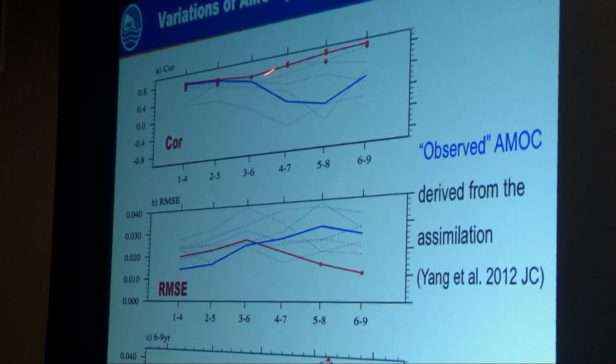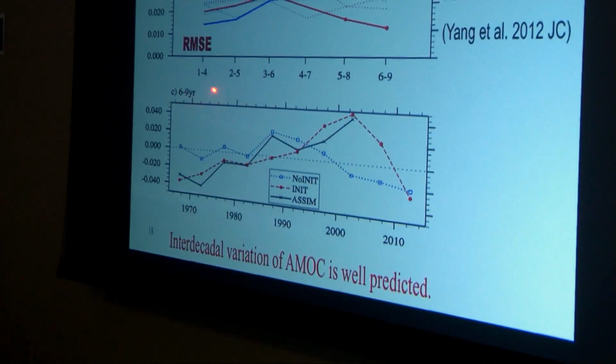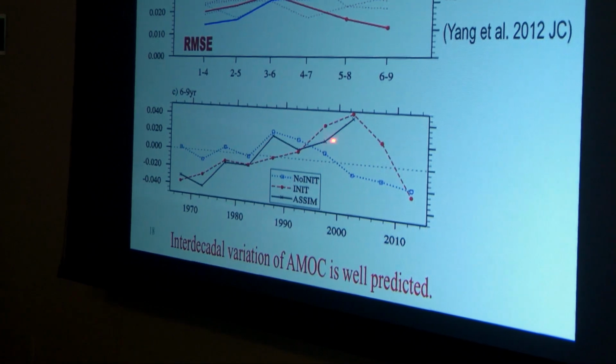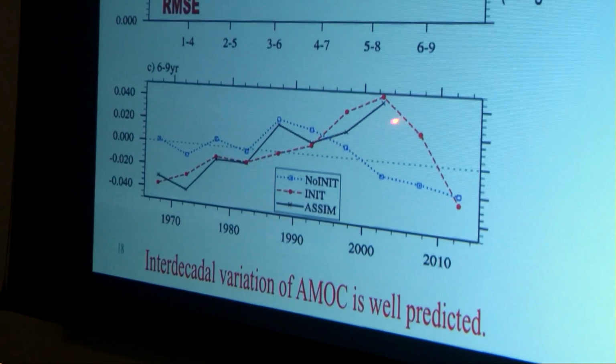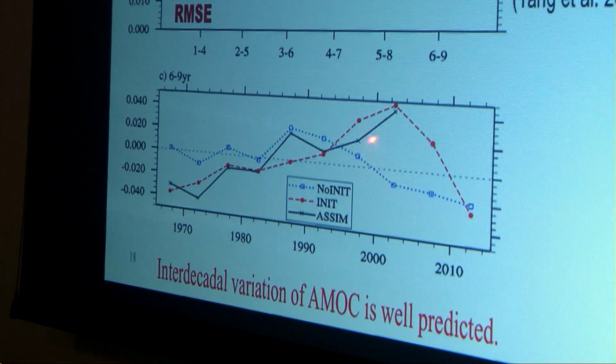There are significant correlations at forecast times 1 to 4 and up to 6 to 9. Here is the AMOC time series at forecast time 6 to 9 years. You can find the black is the so-called observation derived from the data assimilation, and the red is the initialized hindcast. You can find it's far better than the blue line, which is the non-initialized result.